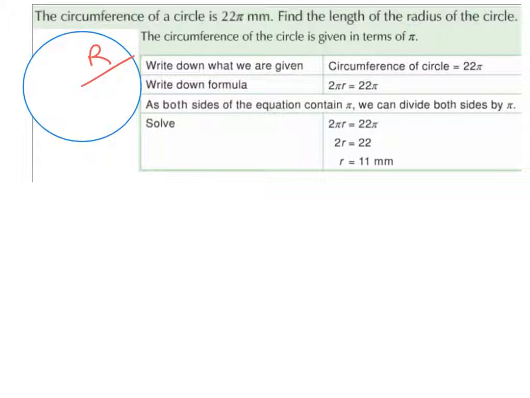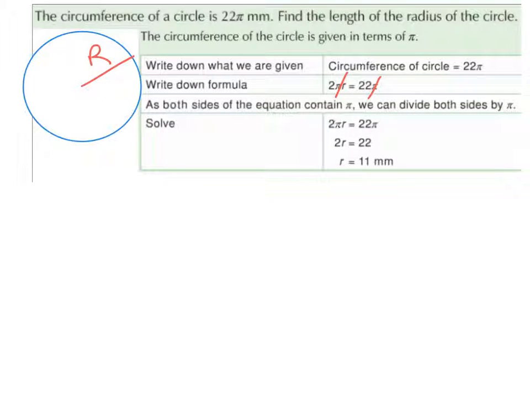So we write down what we're given. The circumference of the circle equals 22 pi. Then we write down the formula for the circumference of a circle, which is 2 pi r, and this is equal to 22 pi. As both sides of the equation contain pi, we can divide both sides by pi. So basically we can cancel out those pi's.